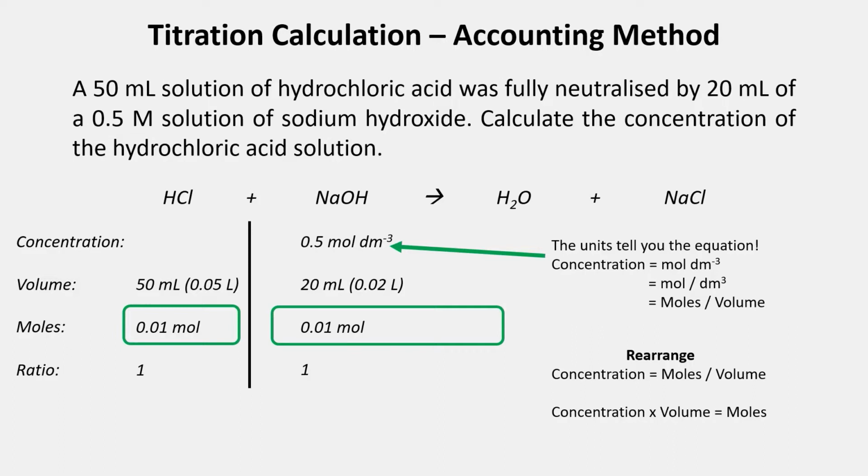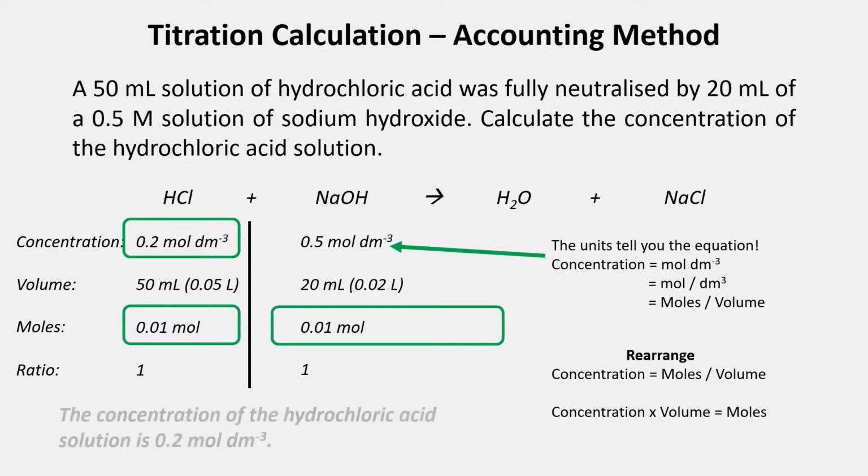And we can do that with the first equation we picked out, because we have the moles and we have the volume. And so we take 0.01 moles divided by 0.05 decimeters cubed to give us 0.2 moles per decimeter cubed. And then what we want to do is write it explicitly so that any examiner can see that we've very clearly stated that the concentration of the hydrochloric acid is 0.2 moles per decimeter cubed.